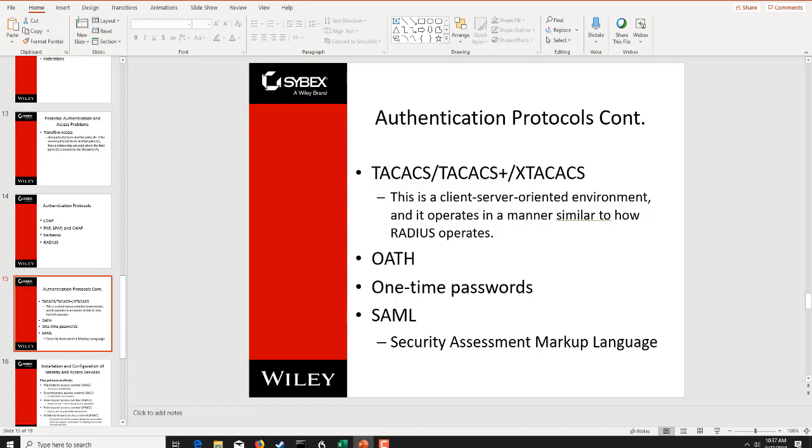Security Assertion Markup Language. This is a markup language similar to HTML, but more secure. It uses tags like HTML in order to develop applications and web pages.